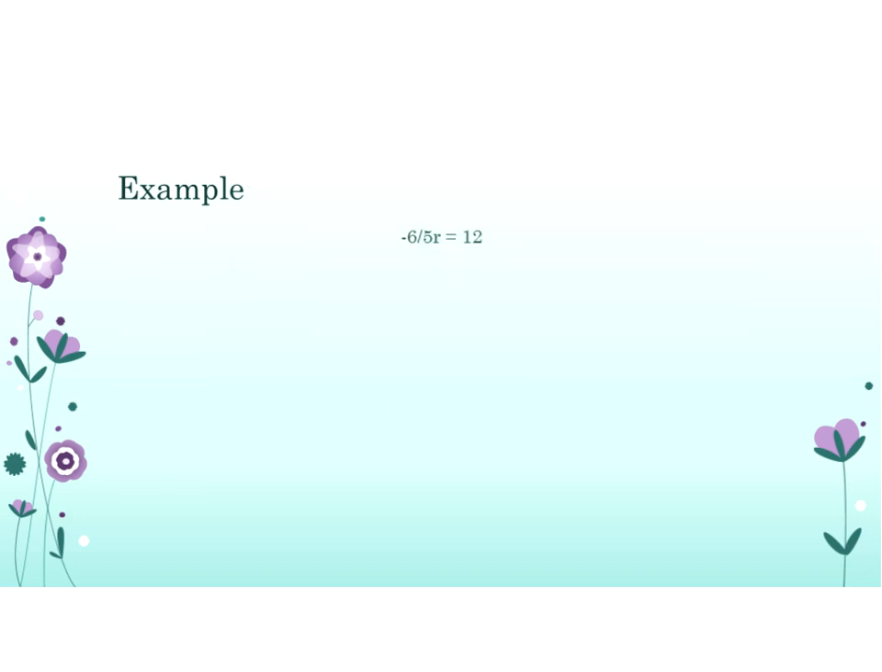Next example, negative 6/5 r equals 12. Step 1, our reciprocal is negative 5/6. Keep in mind, anytime you have a negative fraction, your reciprocal is also negative. The reason for this is because you want your variable to not have that negative sign. It'll be transferred to your constant on the other side. Your reciprocal has to be negative if your fraction is also negative. So we're going to multiply each side by negative 5/6. This cancels out our coefficient and we're left with just r.